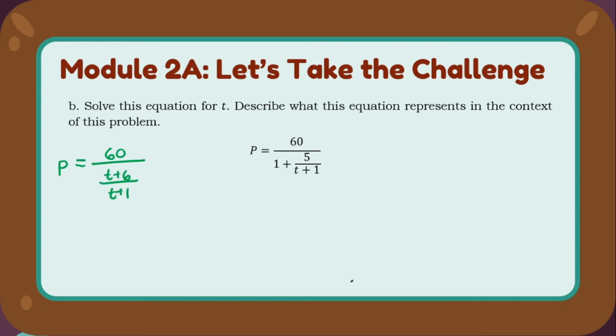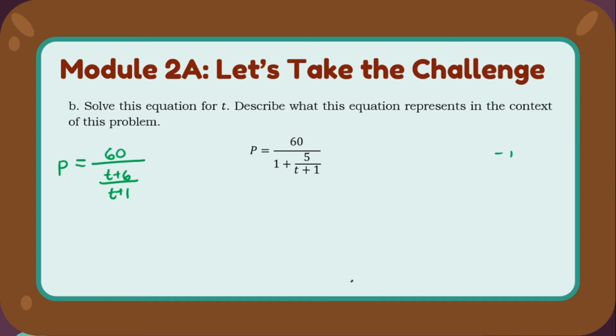Ma'am Jeza, where did T plus 6 come from? Okay po. So, from here, we used T plus 1 as the LCD, so 1 becomes T plus 1 plus 5. And therefore, we will just combine the common terms, which is 1 plus 5. So, 1 plus 5 equals 6. Okay? That's why we have T plus 6 over T plus 1.